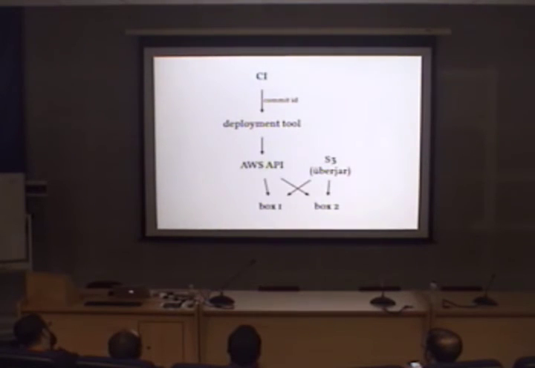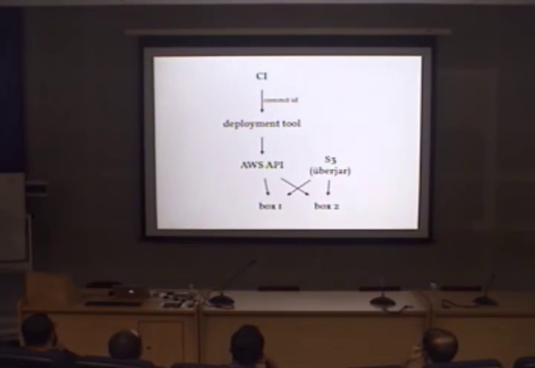The deployment tool receives the commit ID, which is supposed to be deployed, and gets in touch with the Amazon Web Services API. The API is instructed to get this Uber jar and upload it to all of our hosts, EC2 instances which are running Ogrom. To provision those EC2 instances, we are using Elastic Beanstalk, which is something like platform as a service, similar to Heroku in a way.